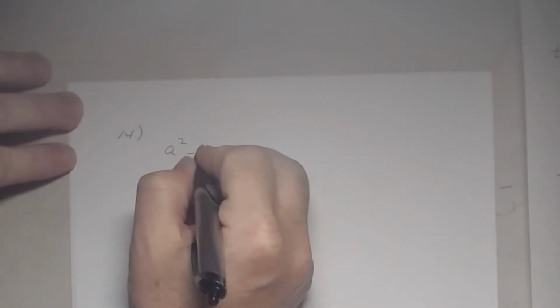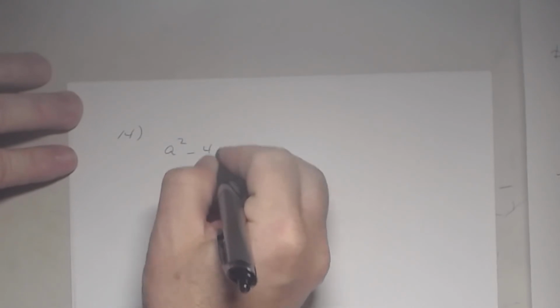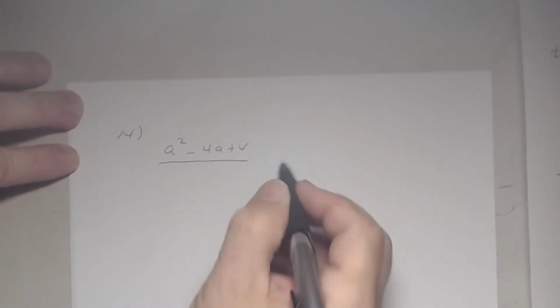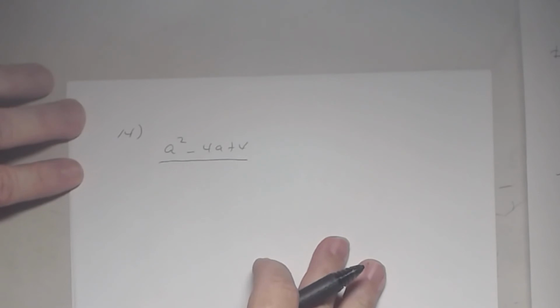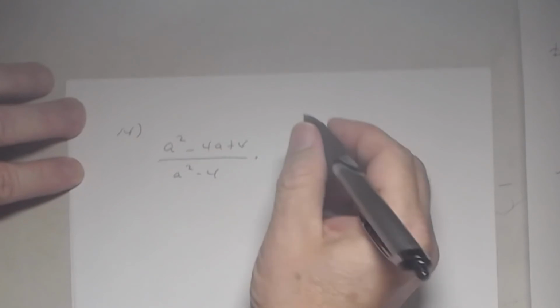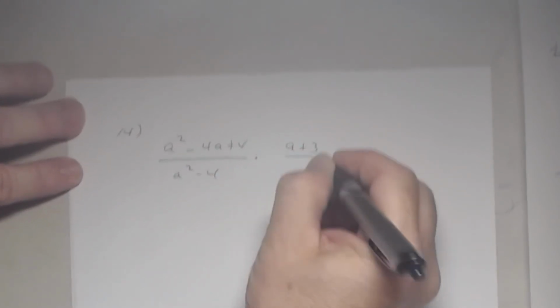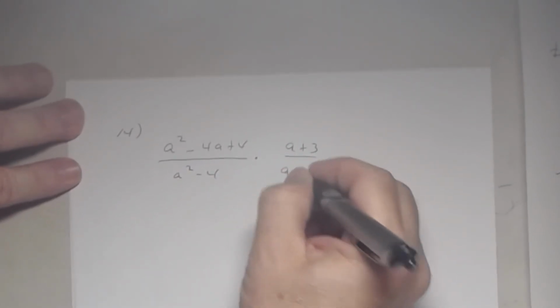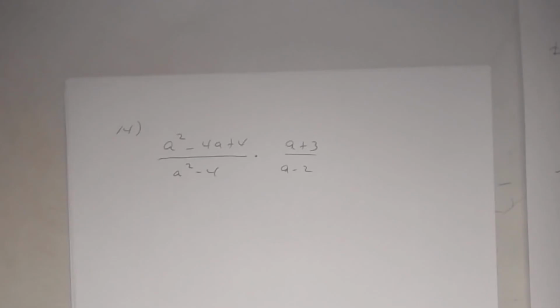14. All right, 14 is a squared minus 4a plus 4 divided by a squared minus 4, times a plus 3 divided by a minus 2. What is that, a squared minus 4a plus 4? Yes. You've got to do some factoring.